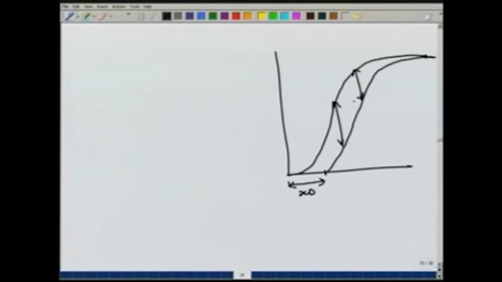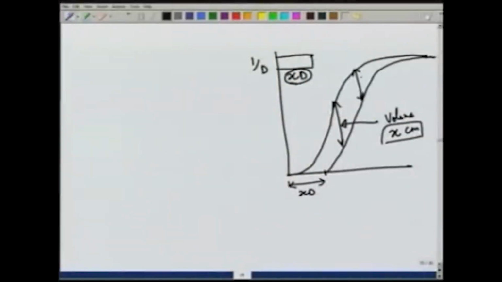Now, these direct runoff ordinates are due to a storm of intensity 1 over d and period 1 x d. Therefore, the rain volume or depth of rainfall would be x. And therefore, in order to compute the unit hydrograph for x d, we will have to divide all these ordinates by x.